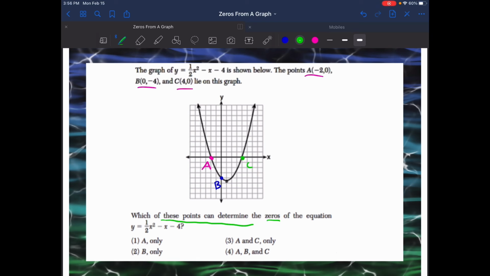So which of these 3 points are the zeros? So remember, zeros happen where your graph touches the x-axis. So the only points that touch the x-axis are point C and point A. So it would be C and A only. And that is choice 3.